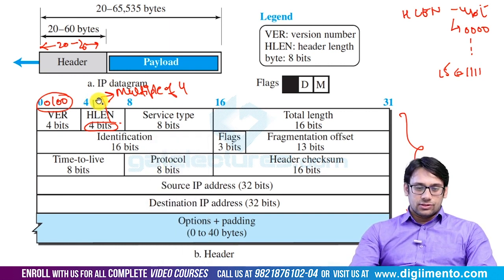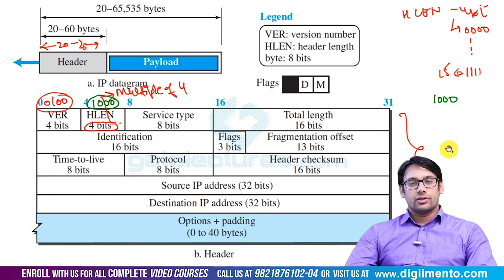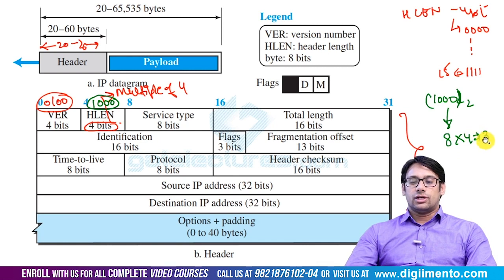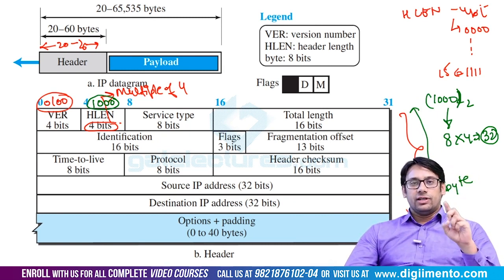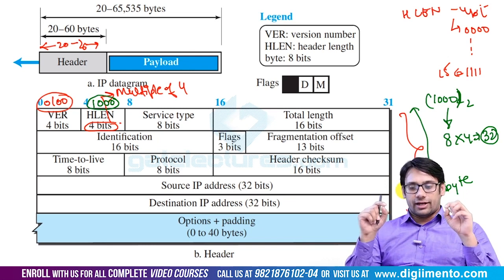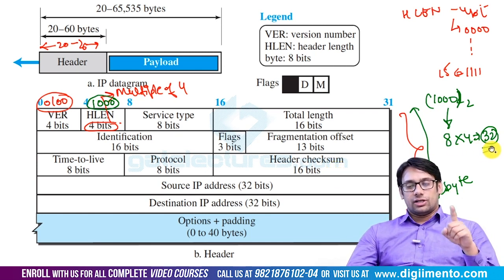Now, for example, if I say in this header length field I have stored a number which is 1000. It means if you convert this number to decimal, it will give you a number which is 8. Multiply this 8 by 4, that is going to give you 32. So we say that the entire length of the header is 32 bytes. So whatever number is stored in the header length field, multiply that number by 4. That will tell you the length of the entire header. Here, if the number stored is 8, the length of the entire header is going to be 8 multiplied by 4, which is 32.